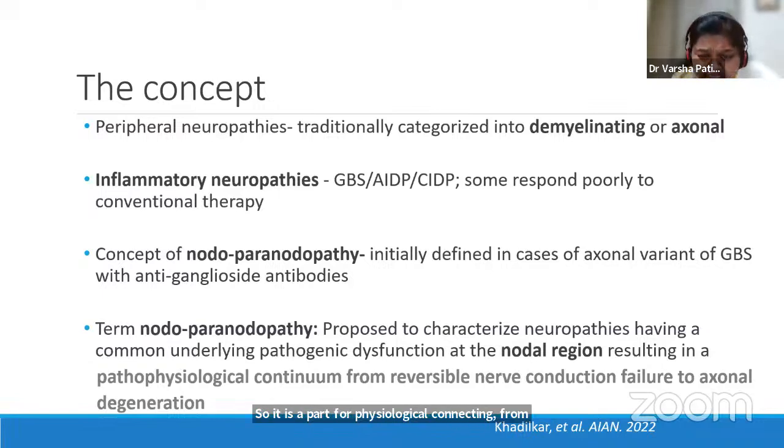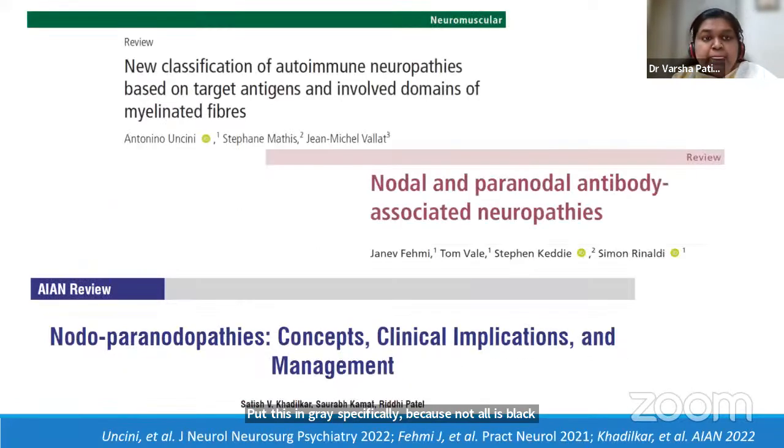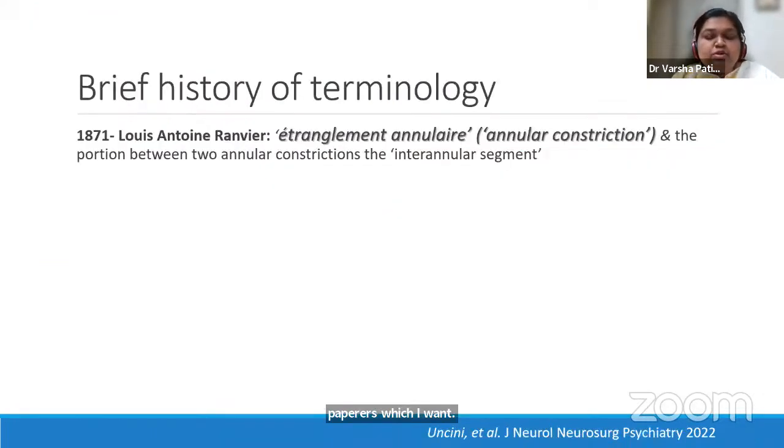Now I put this in gray specifically because not all is black and white. There is this gray zone in between these neuropathies. So at the outset, these were some really good papers, which I want the audience probably to go through because they give you a very clear insight into this concept. So just going into a brief terminology of how these nodopathies came.